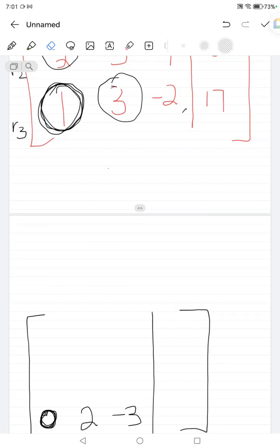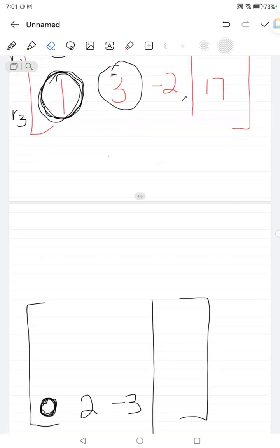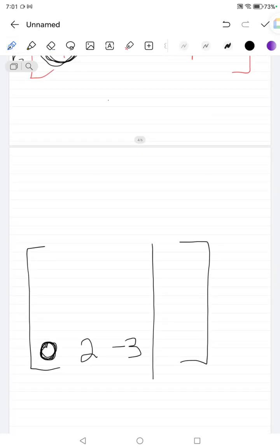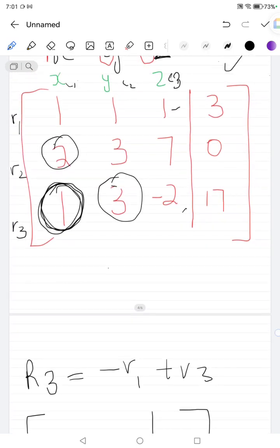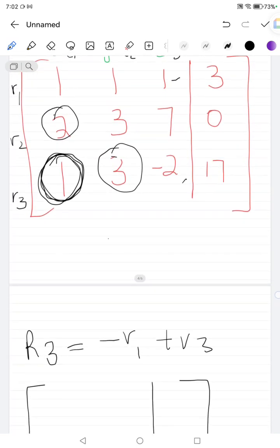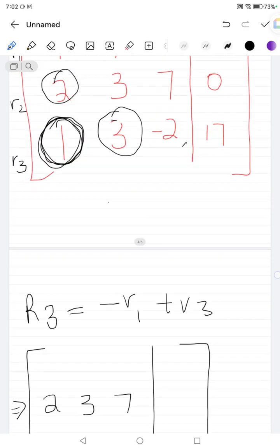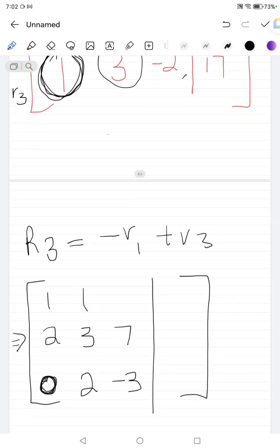So we've managed to change this one. Remember, we were only working on row 3. Let me just leave it this side just to show that we were working on row 3, which is equal to minus row 1 plus row 3, it's going to give you this. Then remember, row 2 we didn't change, we just write it the way it was. Then we're going to have a 2, 3, 7. Then at the top we had 1, 1.